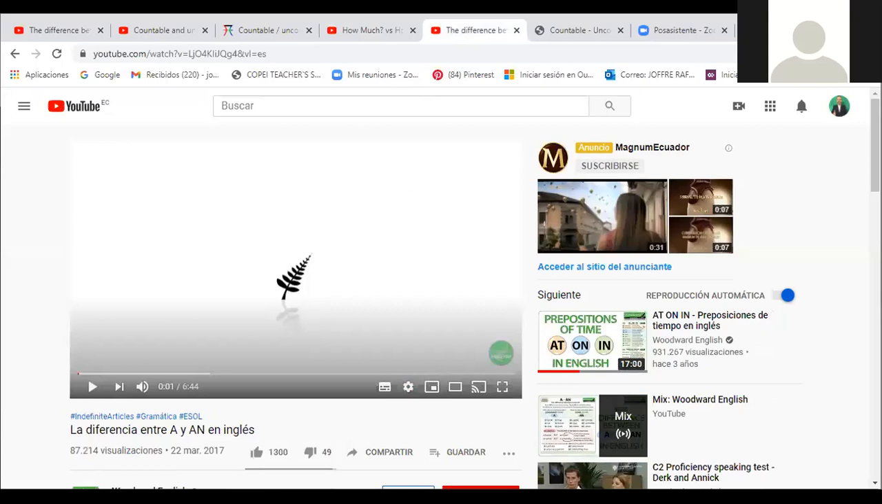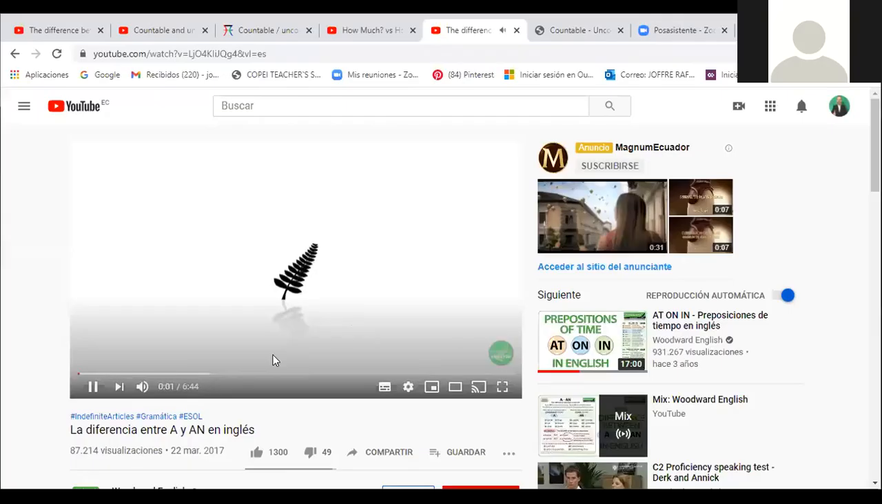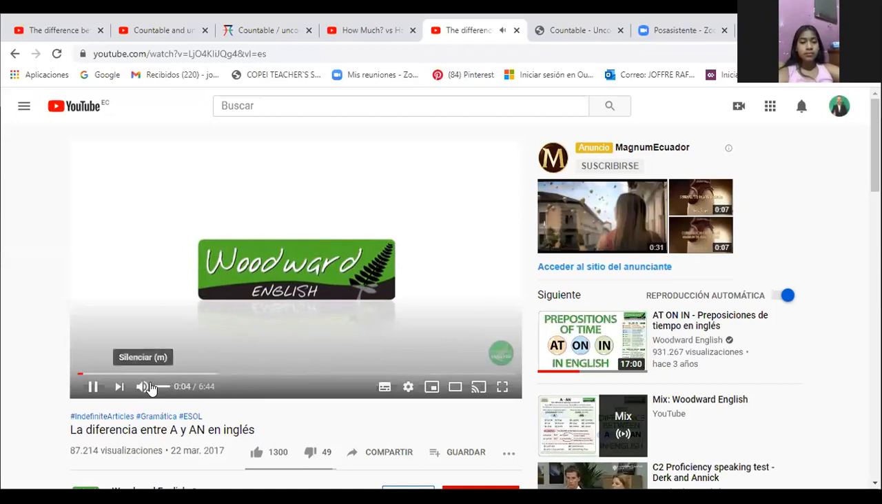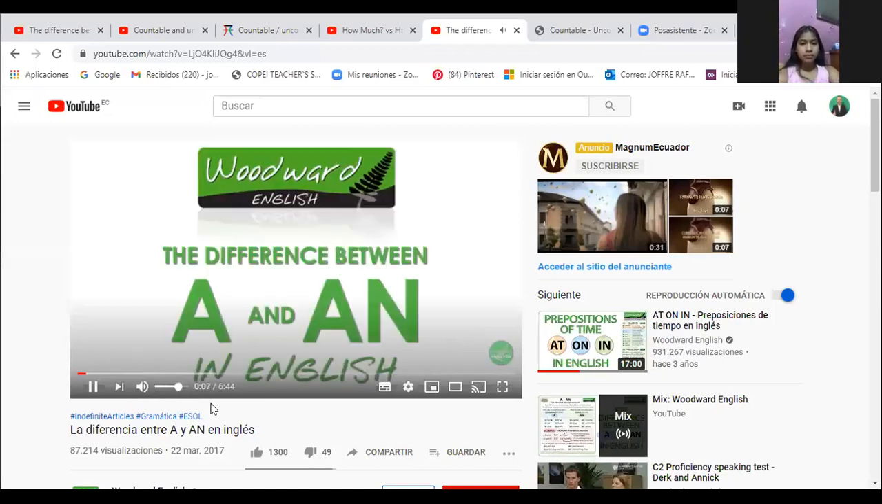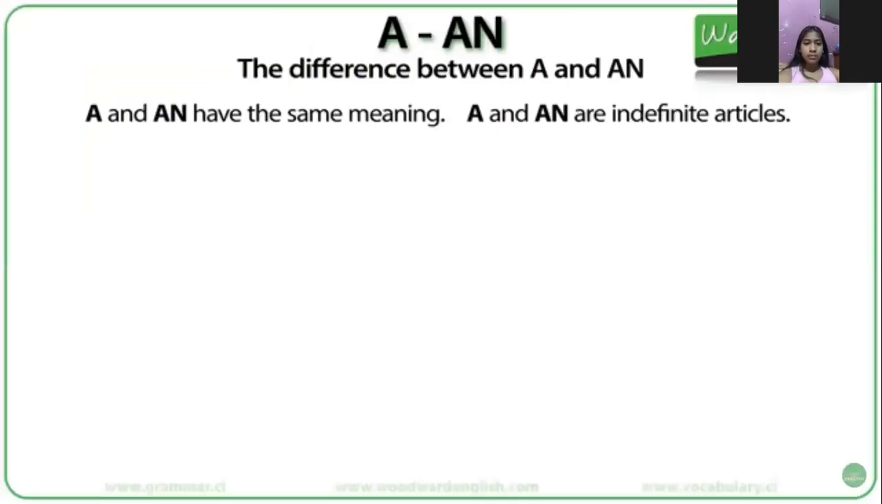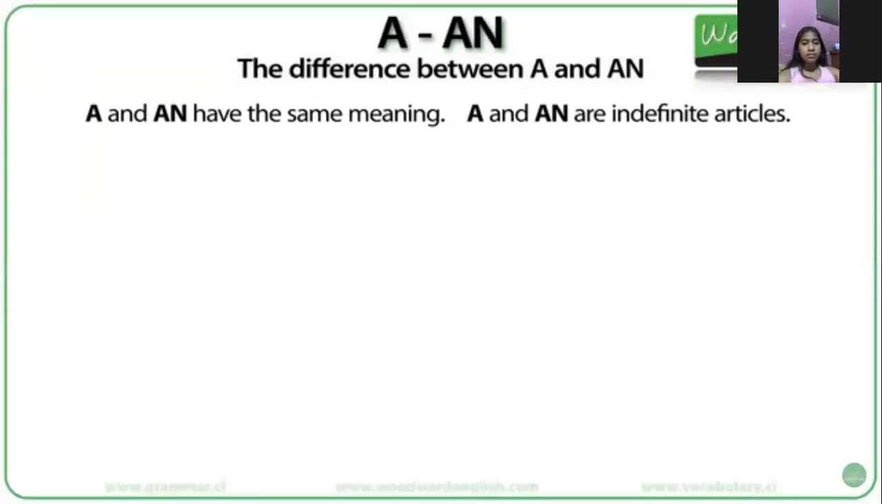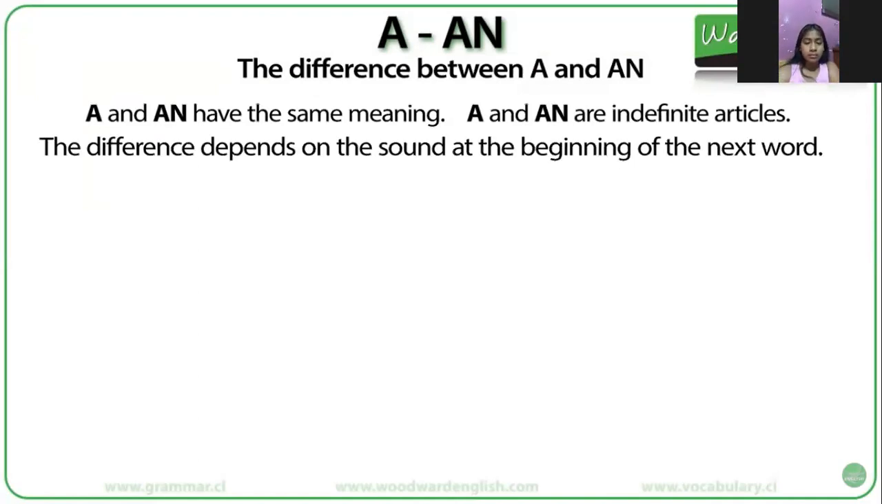Now, let me show you the difference between a and an. Pay attention, guys. The difference between a and an in English. A and an have the same meaning. Exactly. They are both indefinite articles. But when do we use a and when do we use an? The difference depends on the sound at the beginning of the next word.